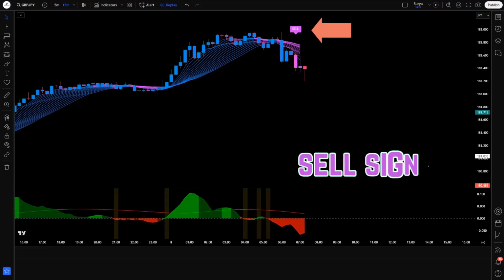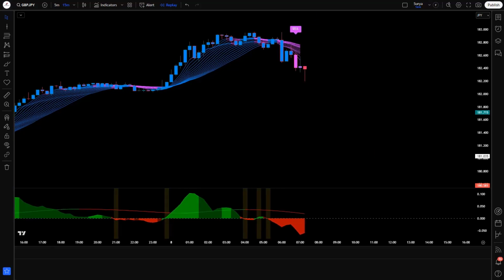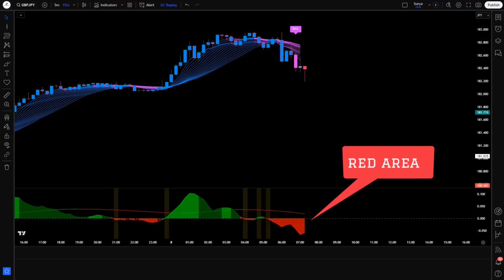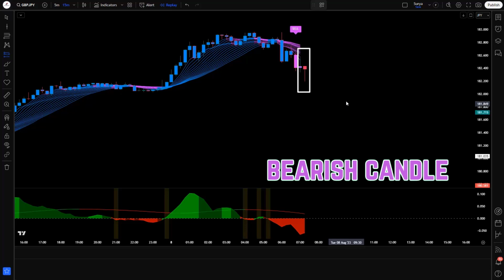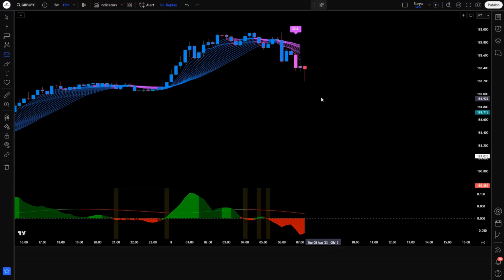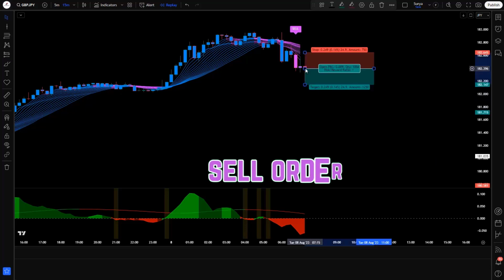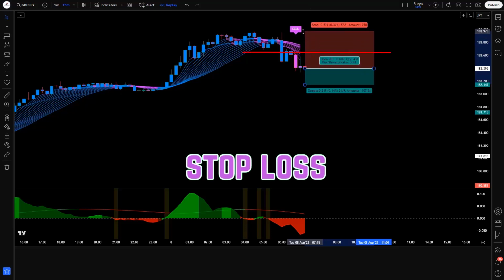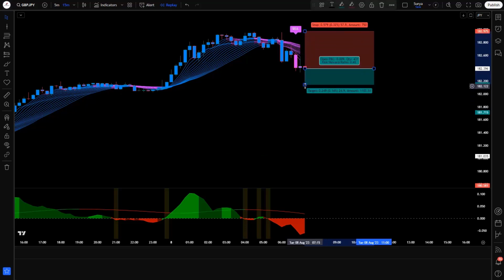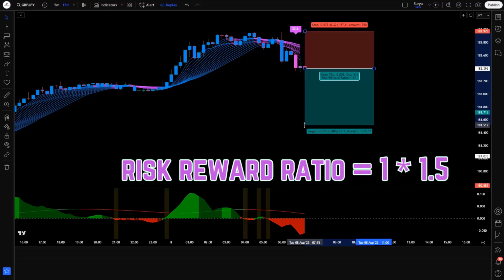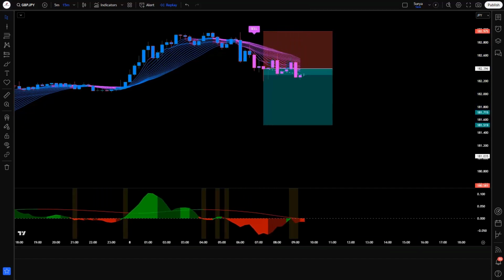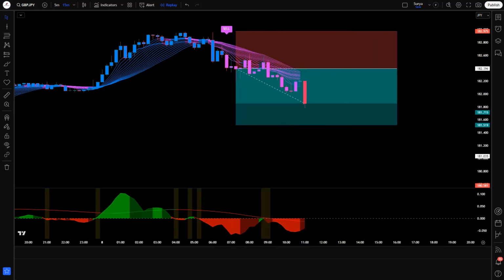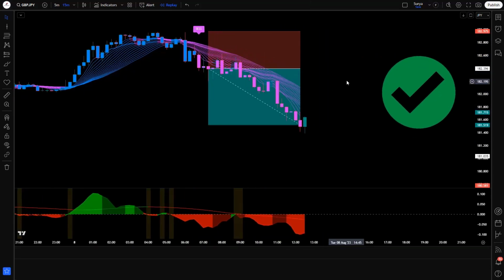When Gold Digger AI indicator has given sell signal, then bull trading Elliott wave oscillator indicator has formed red area. And market forms a bearish candle. So all these conditions are fulfilled, so we have to take sell order, and our stop loss should be placed at previous high of market. And risk-reward ratio will be 1 to 1.5. Let's see what happens to our trade. We have won the trade.